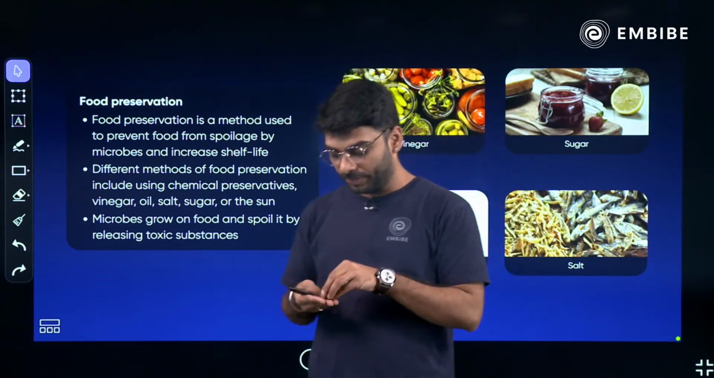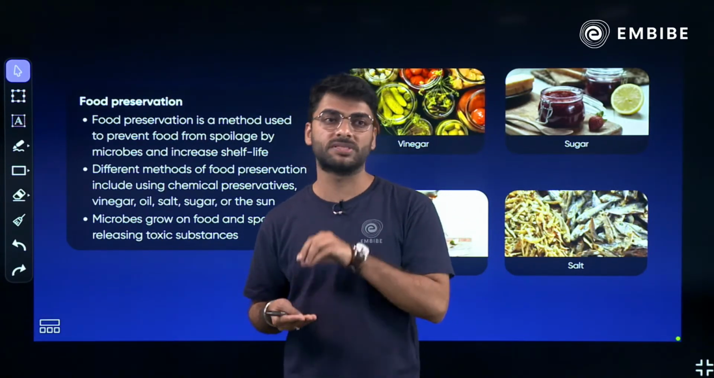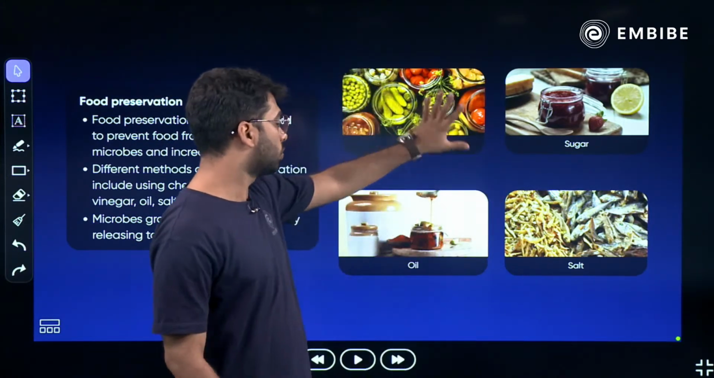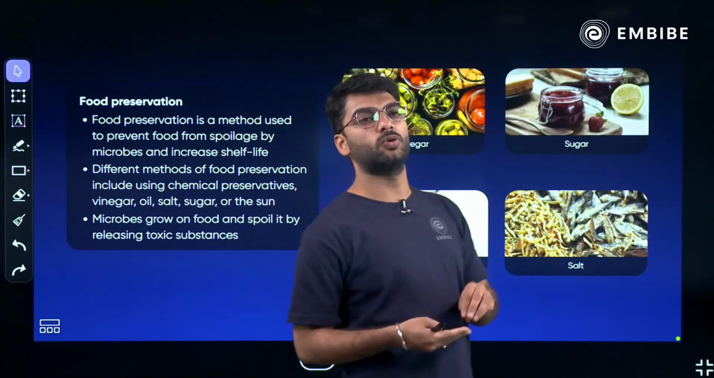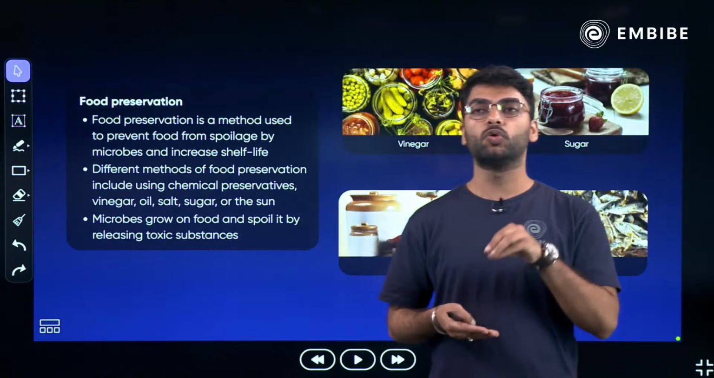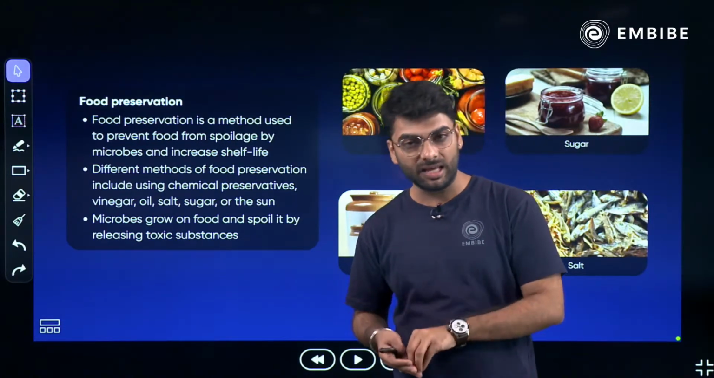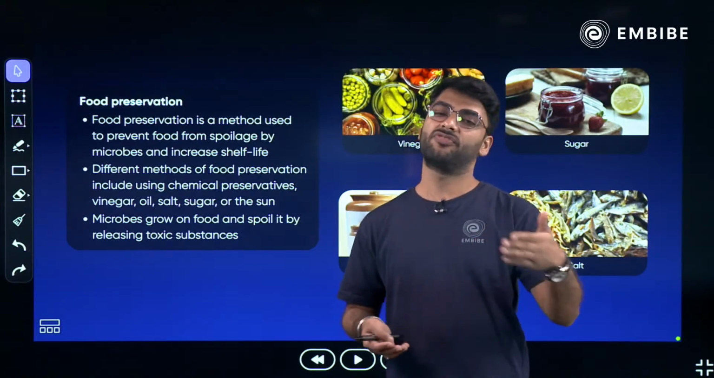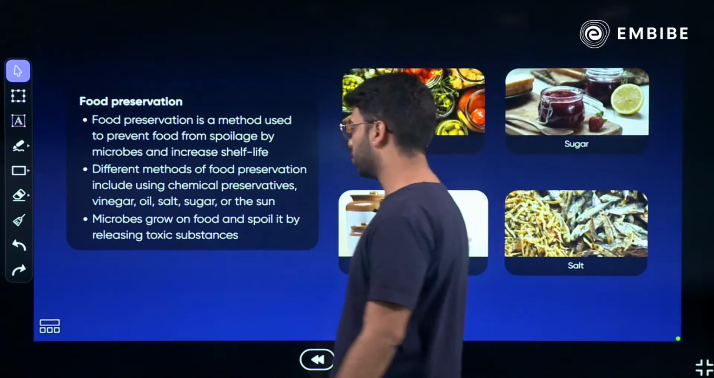Now there are different ways to protect the food from the attack of microbes. You can use vinegar, sugar, oil, salt. On the large commercial scale, you can use food preservatives like sodium benzoate and sodium metabisulfite. You can use physical methods like sun drying, chilling, canning, pasteurization. There are different ways to protect the food from getting spoiled by the action of microorganisms.